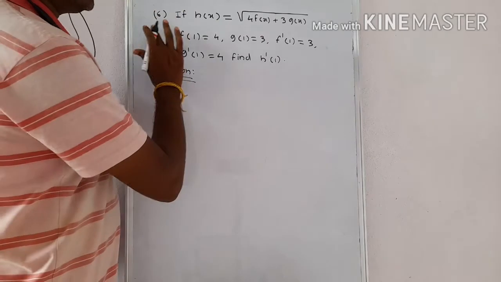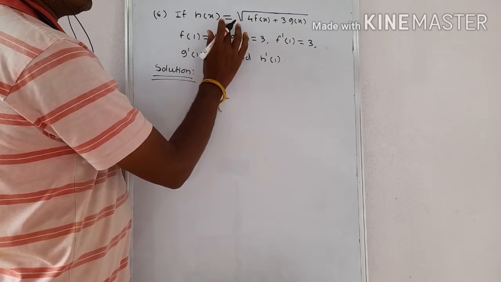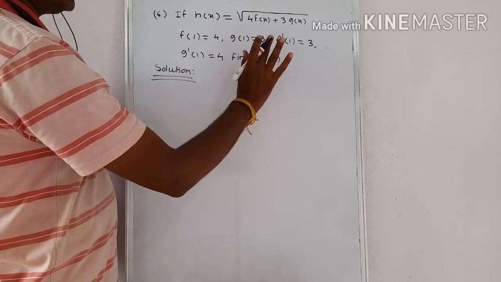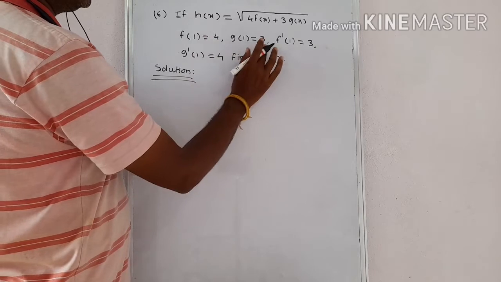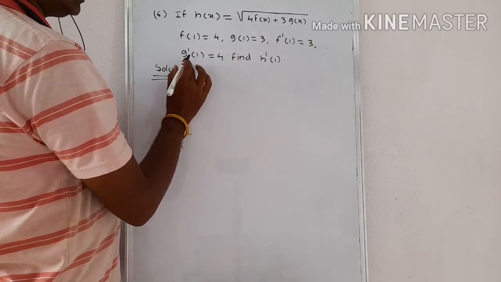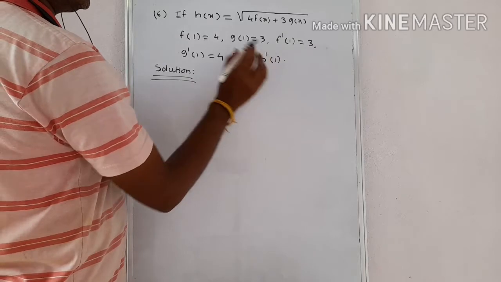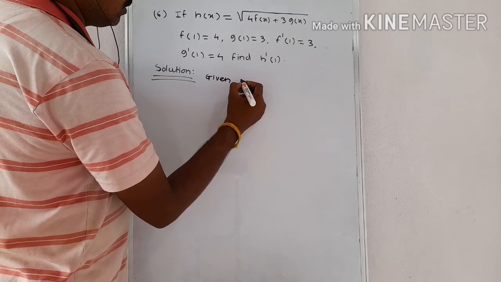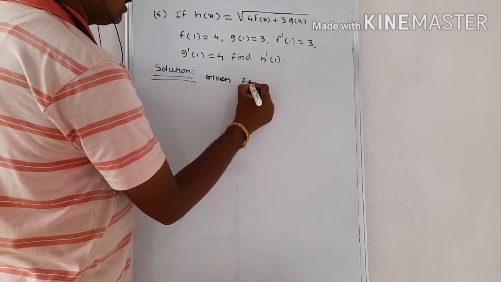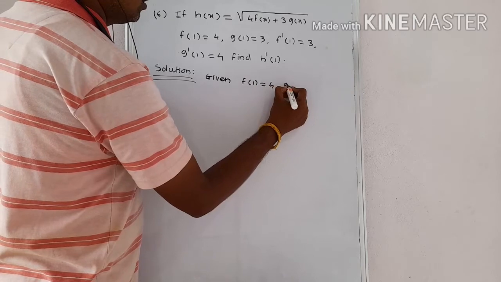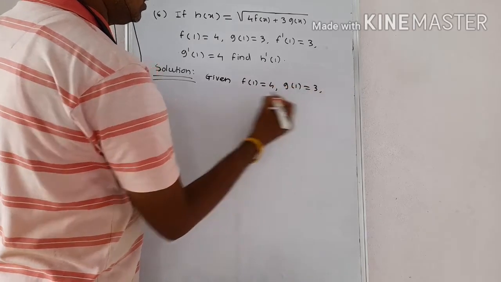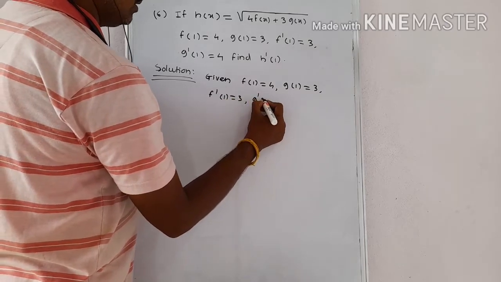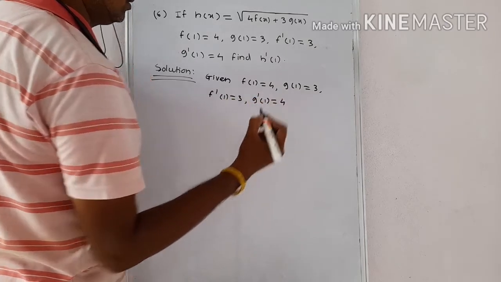Sixth example in exercise 1.1. If h of x equal to root of 4 into f of x plus 3 into g of x, the function values are given: f of 1 equal to 4, g of 1 is 3, f dash of 1 is 3, g dash of 1 is 4. We want to find h dash of 1. For this purpose, first we have to write the given values. The given values are f of 1 equal to 4, g of 1 equal to 3, f dash of 1 equal to 3, g dash of 1 equal to 4.